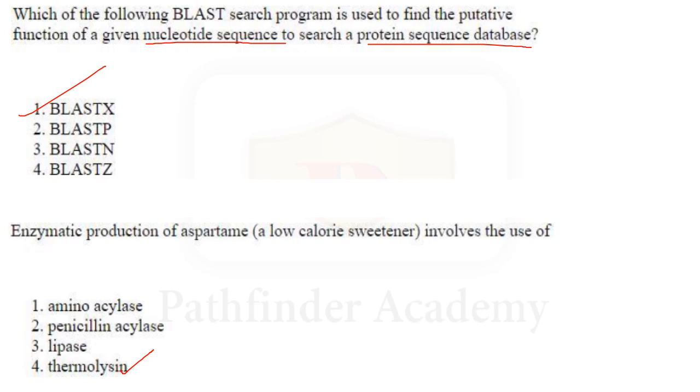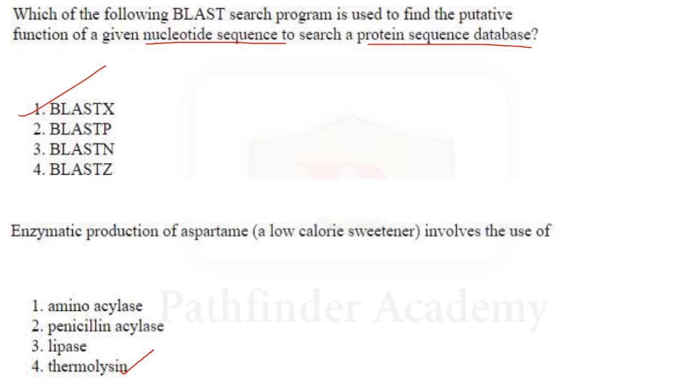Then which of the following BLAST search program is used to find the putative function of a given nucleotide sequence to search a protein sequence database? So here it is nucleotide sequence is the query and protein sequence database is the one where you have to compare this particular nucleotide sequence with. So it is BLASTX. First option itself is correct.